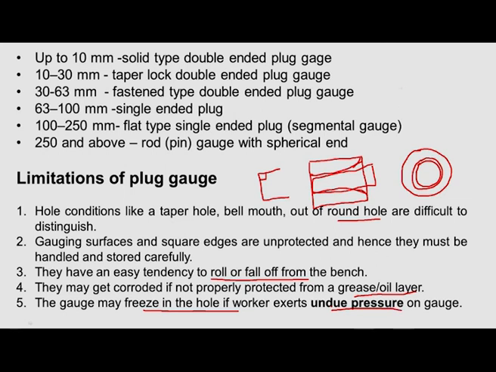So what the operator should do, say we have a hole like this, and then the go side of the plug gauge should be just held here, so that it moves inside without exerting any pressure, due to its own weight it should enter. So that is the practice followed in industry, and if it is not entering, undue pressure should not be exerted. And if required, before using we may apply some thin oil, so that it easily flows into the hole.